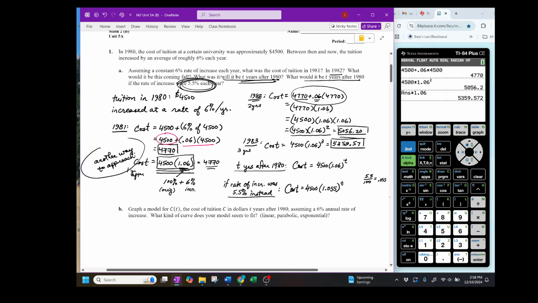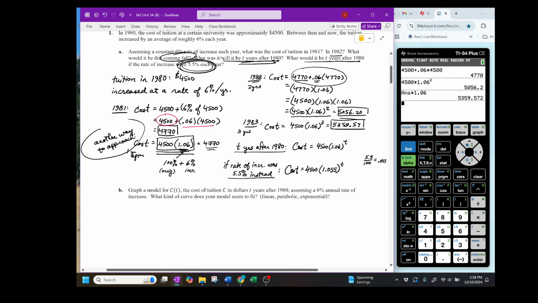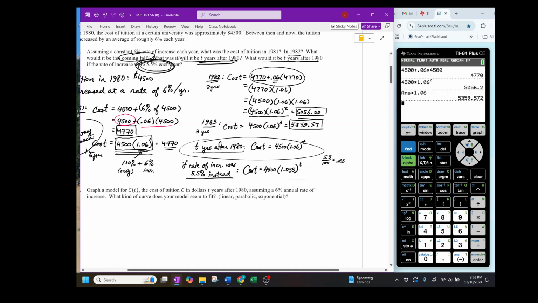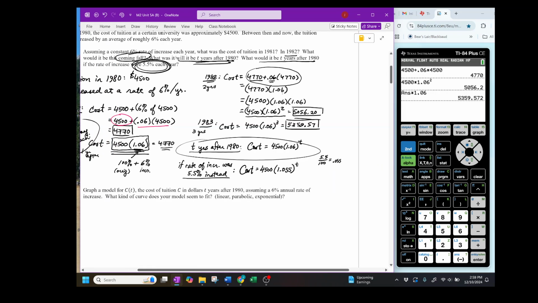There was one other question. What would it be this coming fall? So this fall, we'll use the 6% model. So this fall, where am I going to fit this? I'll just cram it in right here. So this fall, T would be, let's see, it's 2025 this fall, this coming fall. So 1980 to 2025, that's 45 years. So T would be 45. So let's see what a 6%, so the cost would be 4,500 times 1.06 to the 45th.